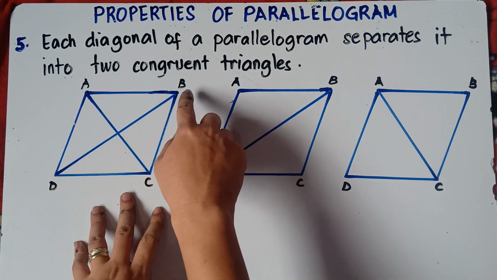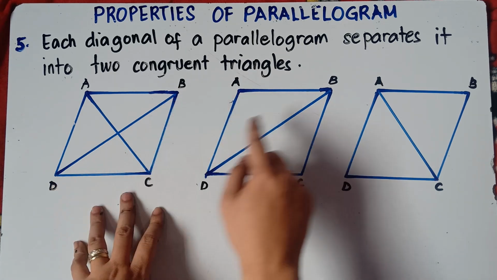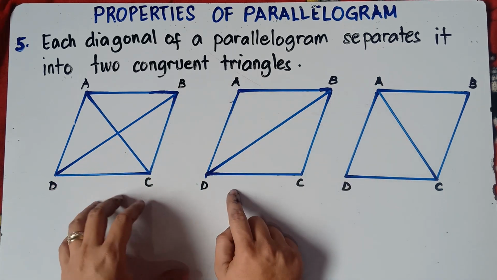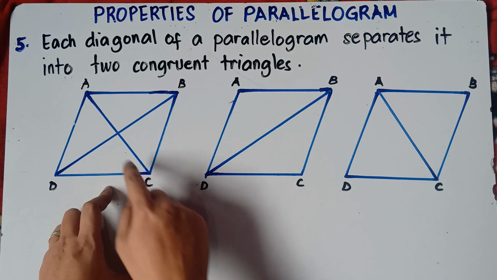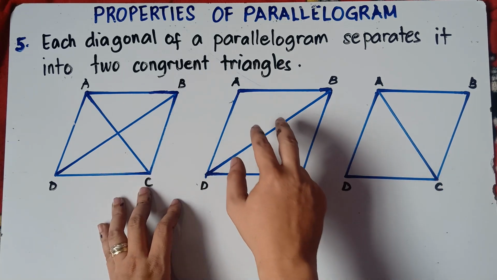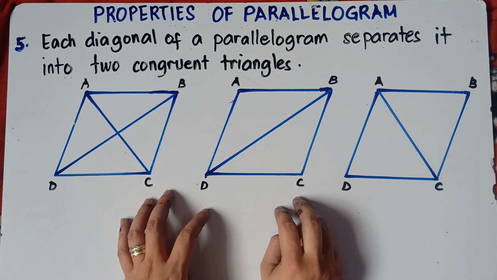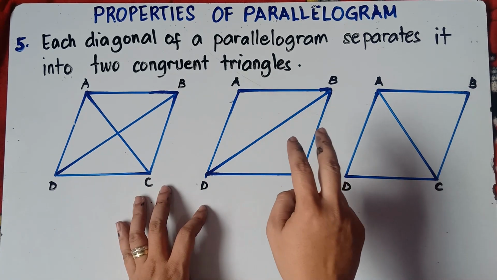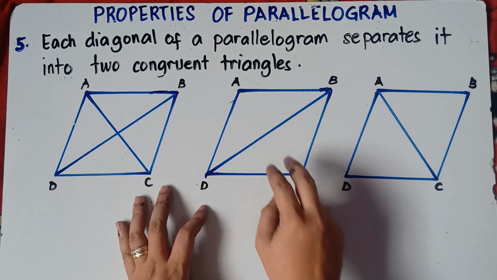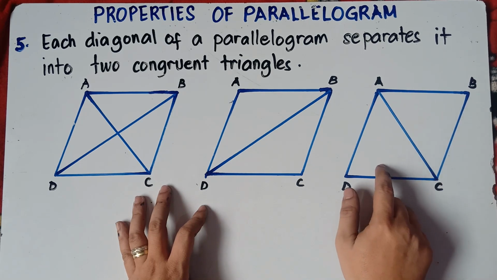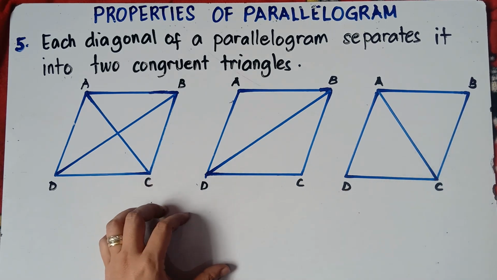So, if we separate line segment BD, we have the first diagonal, and we also have line segment AC, the second diagonal. If we separate each diagonal, class, we create two congruent triangles. So, this triangle is congruent to this one. That's the thing there, class, about the fifth property.